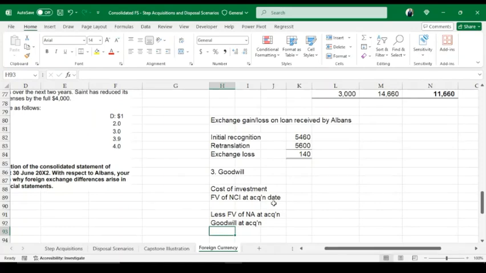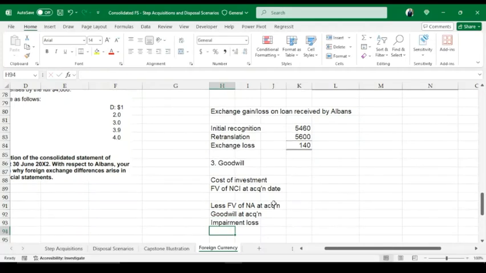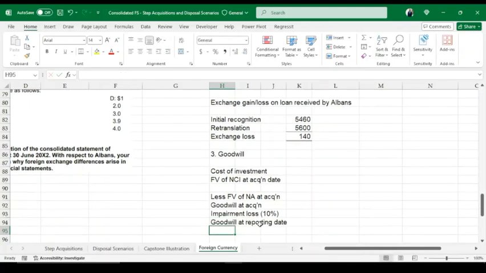We've been told that goodwill has been impaired, so we'll have an impairment loss, and the impairment loss is actually at 10%, as we have been told in the question. So let me put my 10% here, and then we'll have our goodwill at reporting date. So this is the format for calculating our goodwill.